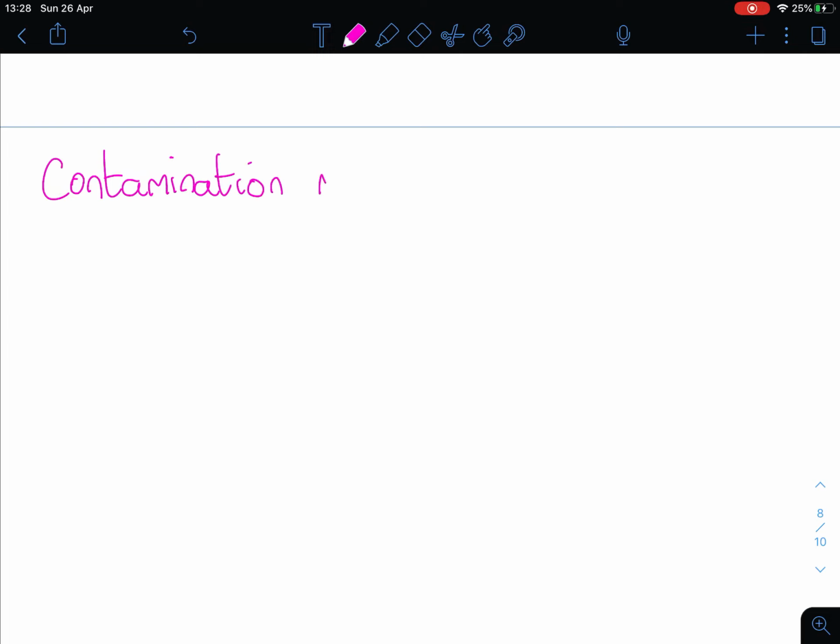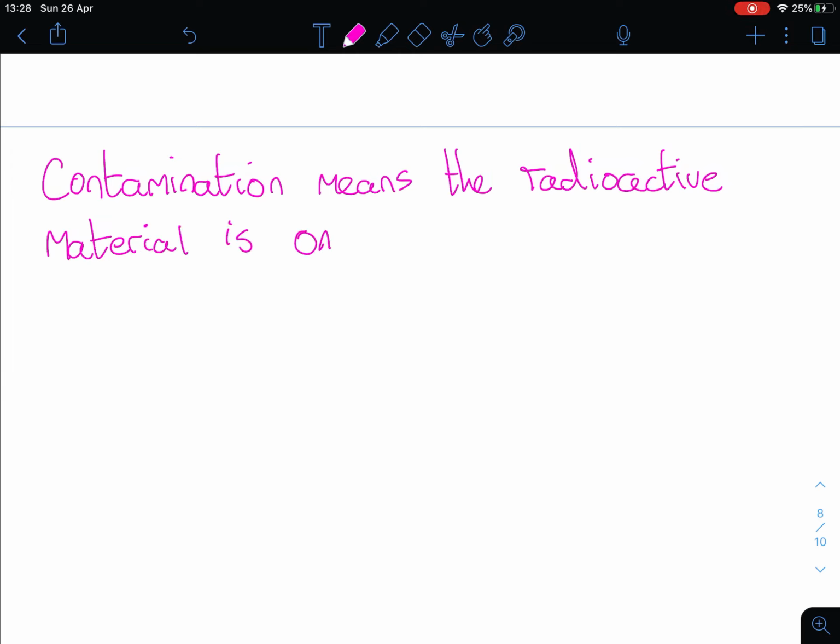Contamination means the radioactive material is on or in the body. And the body can obviously be a human body, but in this case it was the book. So that's contamination.